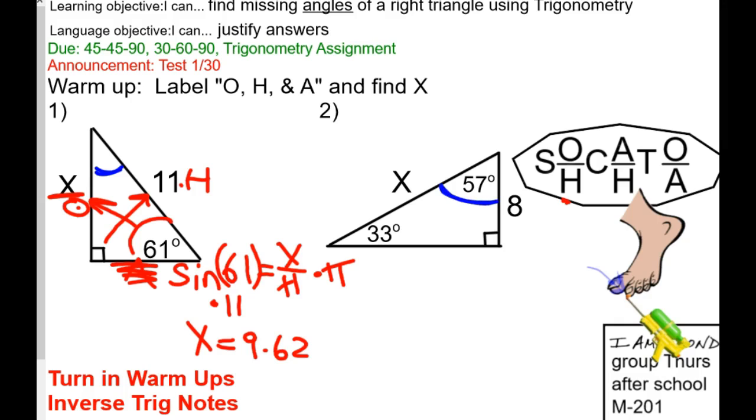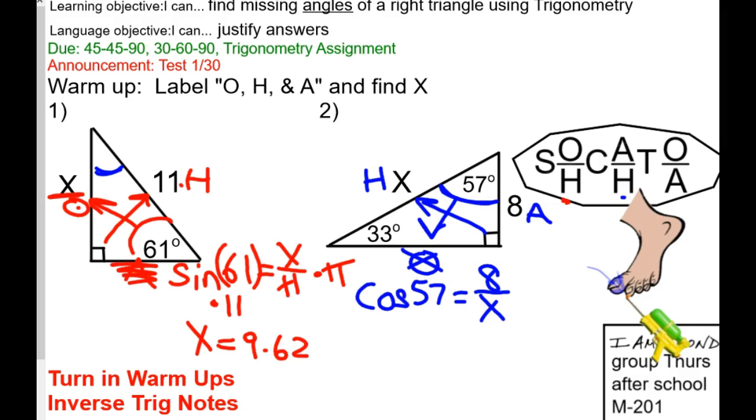Now, 57 is your starting point, your theta, so we're going to label O, H, A. O is going to be what? Nothing. And then H is across from 90, which is X, and then A is my 8. Which one has nothing? O. So it's A and H, which is cosine, C-O-S. Cosine of what? How many degrees? What did I start from? 57. Cosine 57 equals A over H, which is 8 over X.